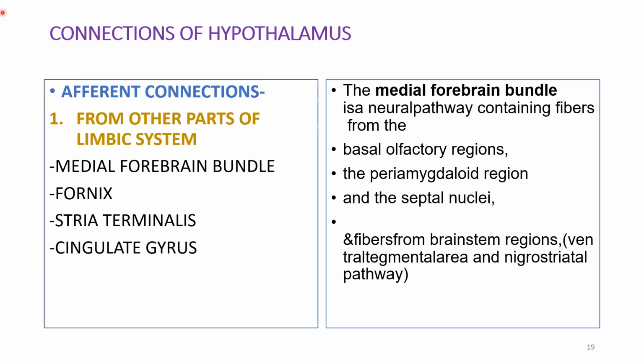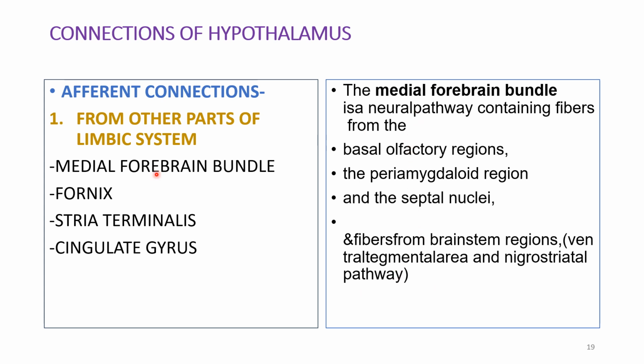Now coming to the connections of the hypothalamus. What are the afferent and efferent connections? Coming to the afferent connections, it gets connections from other parts of the limbic system: the medial forebrain bundle, fornix, stria terminalis, and cingulate gyrus. The medial forebrain bundle is a neural pathway containing fibers from the basal olfactory regions, periamygdaloid region and the septal nuclei, and fibers from brainstem regions, that is the ventral tegmental area and nigrostriatal pathway also.